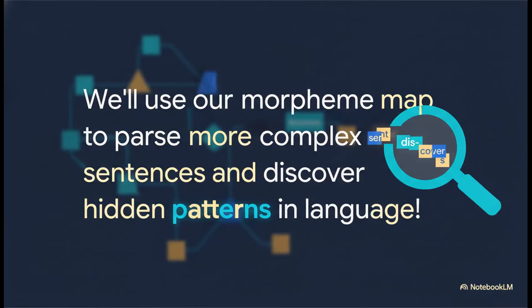And there you have it. You now have the basic tools to deconstruct pretty much any English word. With this map, you can start to see the hidden architecture in a language all around you. Next time, we'll take these new skills and use them to analyze even more complex sentences and find some really fascinating patterns.